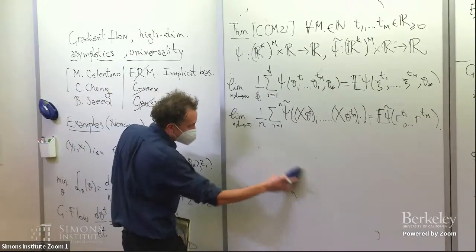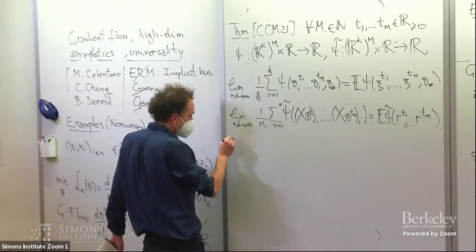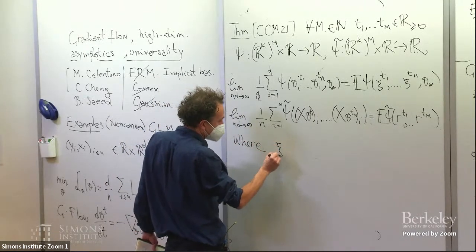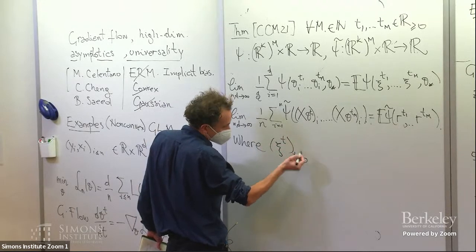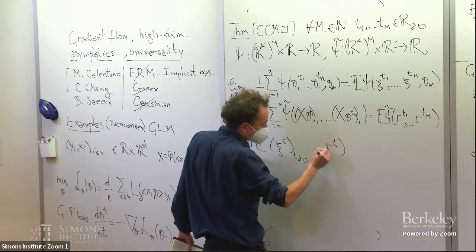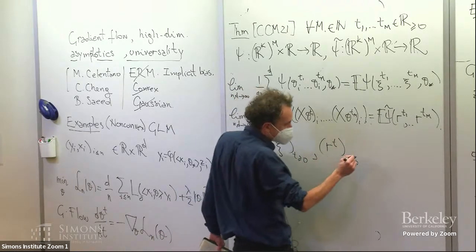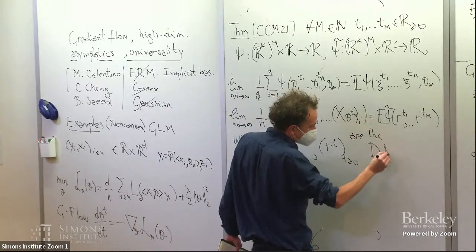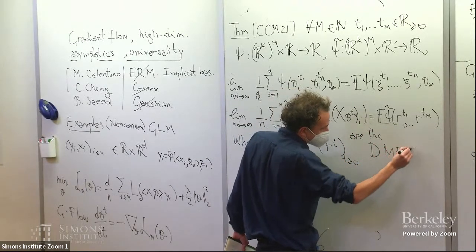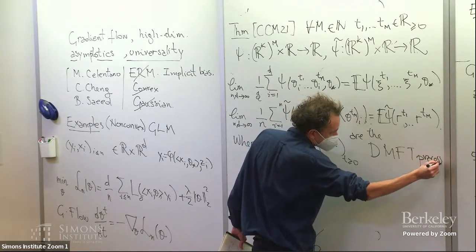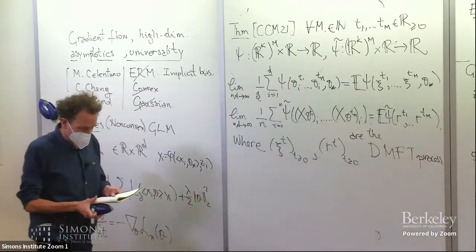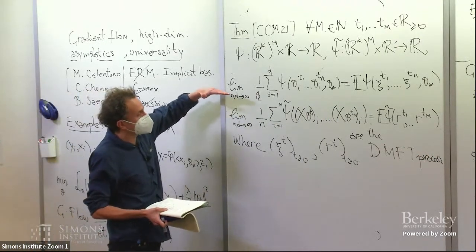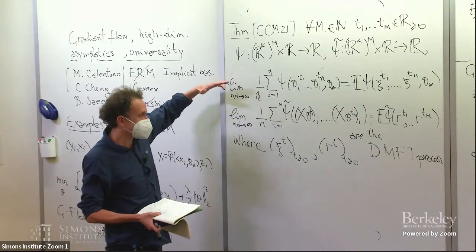Okay, and now the limit, I'll describe it in a minute, where psi t. So this is a stochastic process, and RT is another stochastic process, and these are what we call the dynamical mean field theory process. But okay, before defining the limit, I want to clarify or make sure that it's clear what this theorem is talking about.